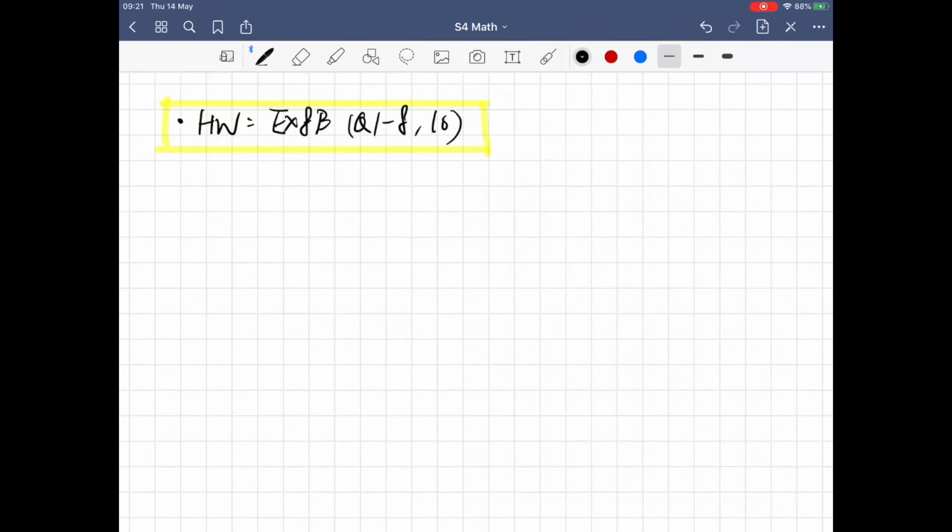So if you understand what we have learned in this lesson, then for the remaining time, please help me to finish the homework for today. Exercise 8B, question 1 to 8 and 10.